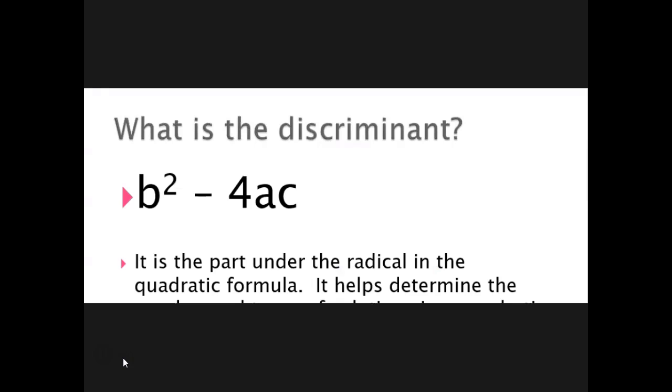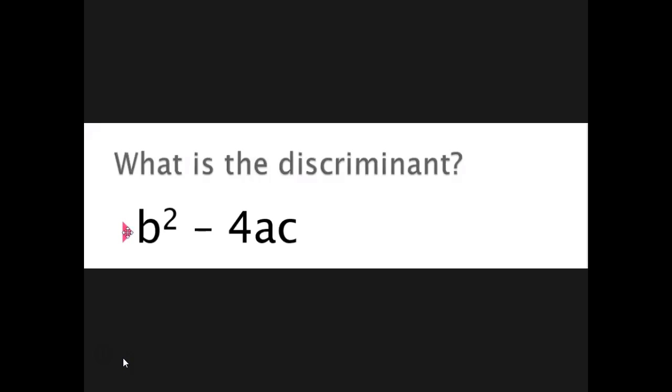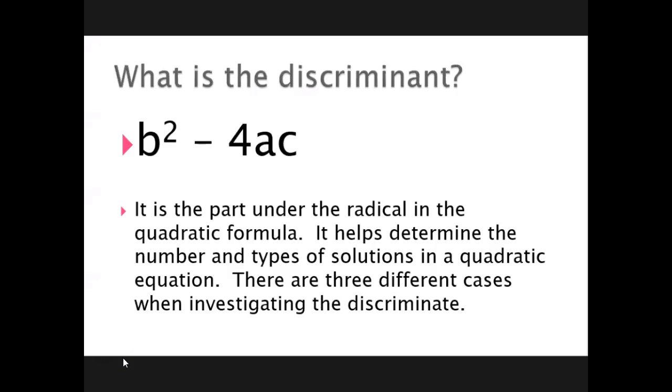Okay, what is the discriminant? The discriminant is b squared minus 4ac. That is all we are looking at today. This is typed for you. It is the definition of the discriminant, which says that the discriminant is under the radical but does not include the radical. It is under but does not include. It determines the number and types of solutions. And there are 3 cases, and we're going to talk about those 3 cases next.